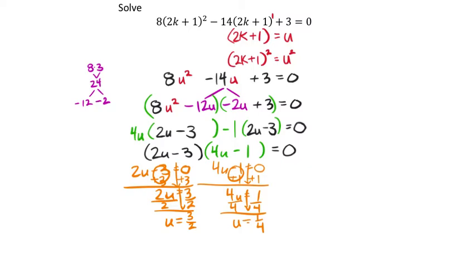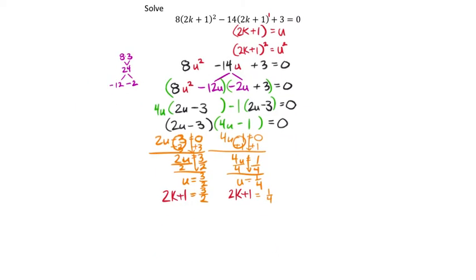It's u equals, remember back up here, u equals 2k plus 1. So I needed to take that u and replace it with 2k plus 1. So instead of a u, it's now 2k plus 1. And this would equal the 3 halves. But also this other u over here, this would be 2k plus 1. And that equals 1/4. A little bit more space there. So let's solve these now.